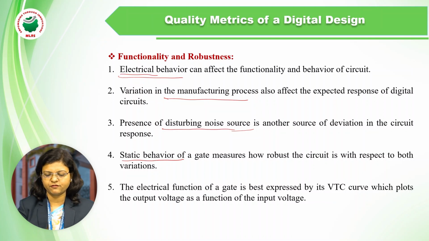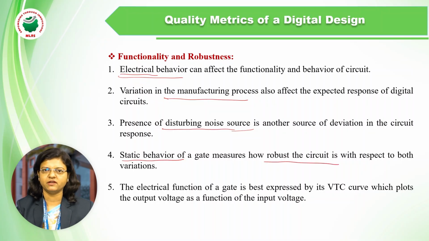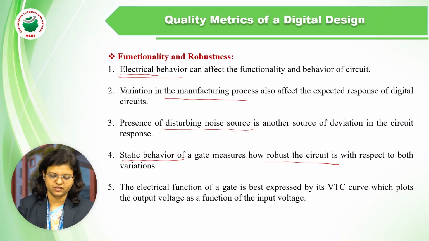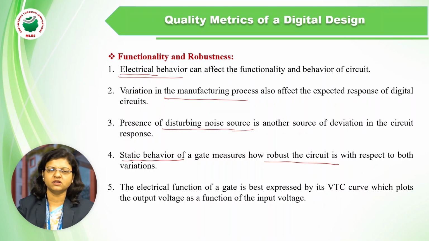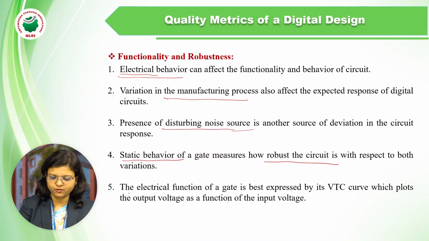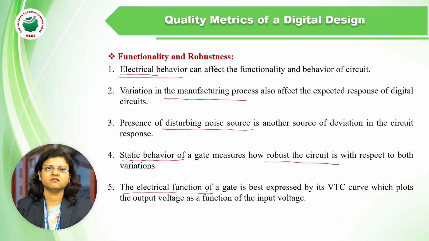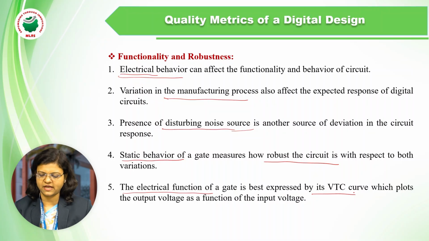So basically, if we want the circuit to be robust, then we have to see the static behavior of the gate, which is going to measure the robustness of the circuit, meaning how robust it is with respect to the variations. So even if the variations are there, it will give you the proper output and response. Then if you want to check the electrical function of the gate, whether it is properly functioning or not, we have to express it by the VTC curve, which is nothing but the voltage transfer characteristics.